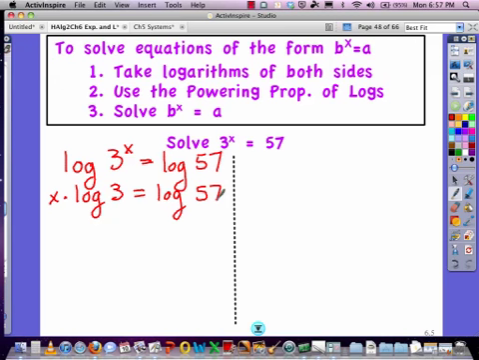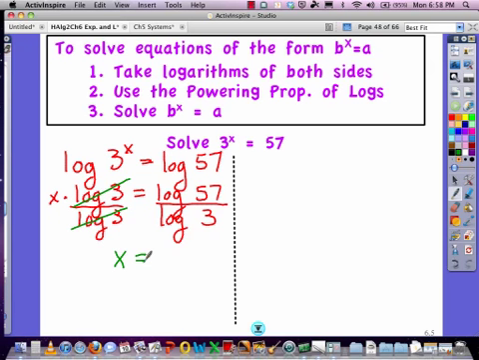Then solve, which means get x by itself. We can divide both sides by that log of 3. And again, nicely on the left-hand side, we have some canceling that happens, and that'll leave x by itself. And now look, we have two numbers that did not start out in base 10, but they represent a base 10 situation, so you should be able to take the log of 57 and divide it by the log of 3, and that would be base 10.